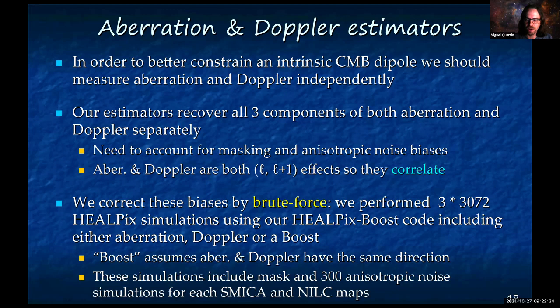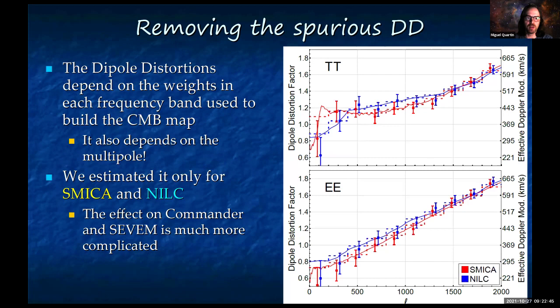And you have 300 simulations of noise and isotropic noise from the collaboration that we use for SMICA and NILC maps. And of course, you need to estimate these dipole distortions precisely. And they depend on the frequency weight. So we have to recover the weights using each pipeline. And we were able to do that for SMICA and NILC, which have a pipeline which is sensible enough to recover these effects because they're not so involved.